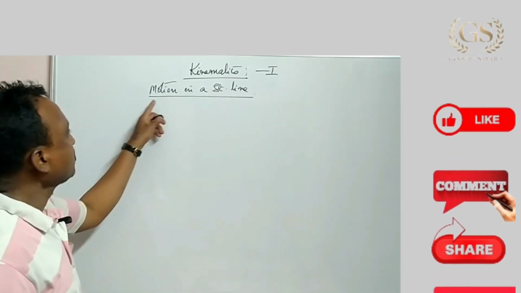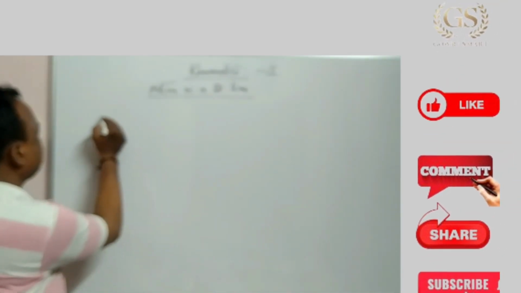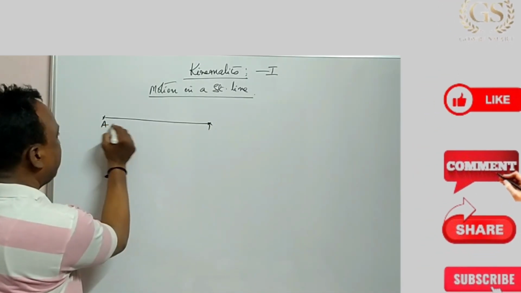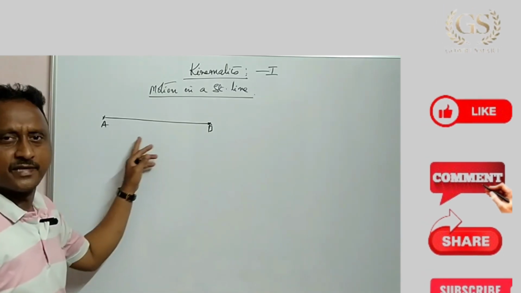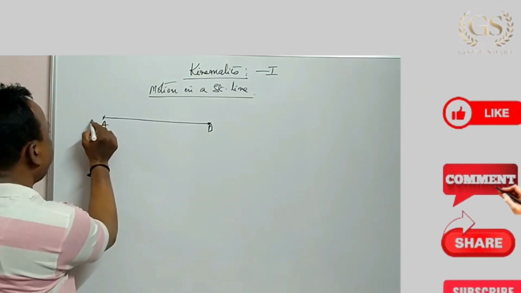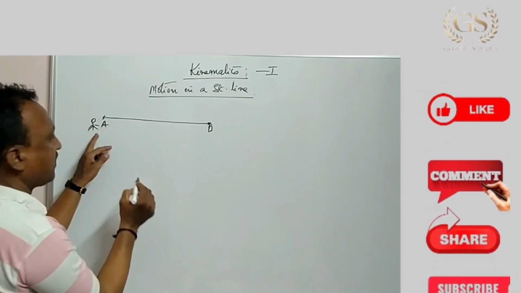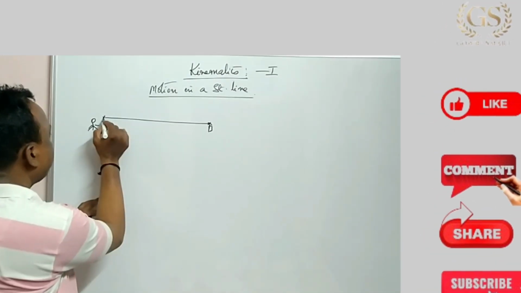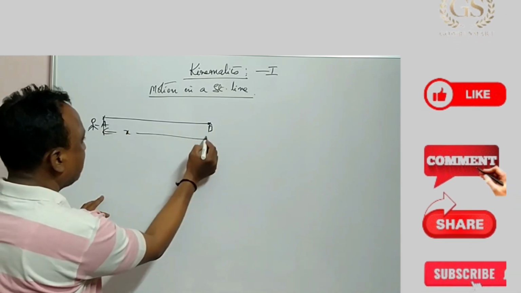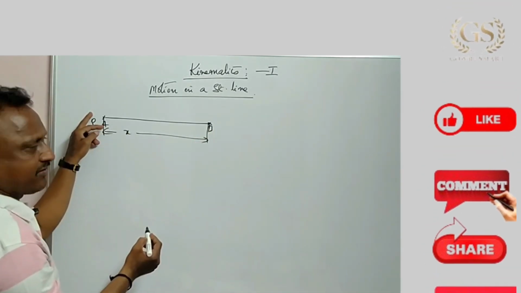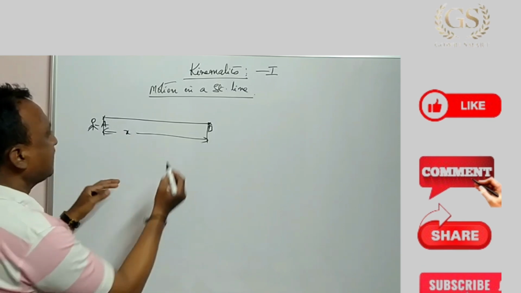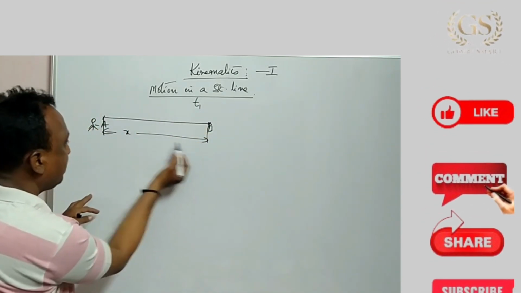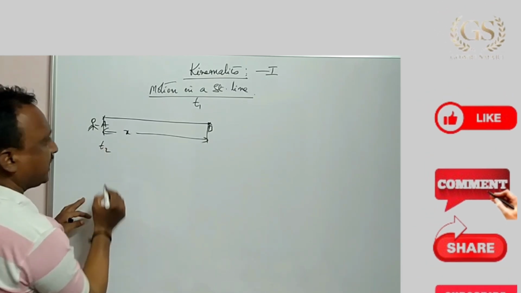So motion in a straight line means, for example, see here, 2 points are there, namely A and B. Suppose a person started from A, he has to travel to B. Therefore, let the distance be x. Suppose he is traveling from A to B. Let the time be t1 from A to B. The same way again from B to A, let the time be t2.